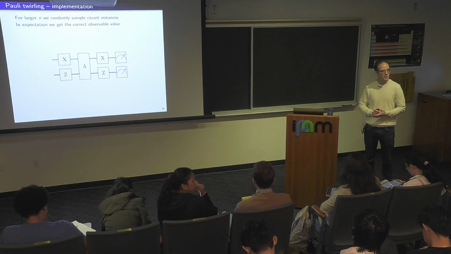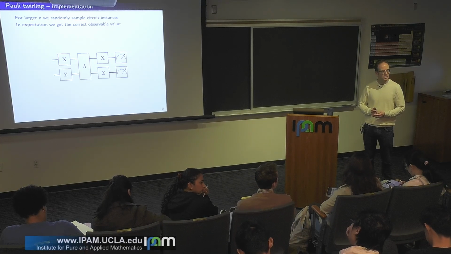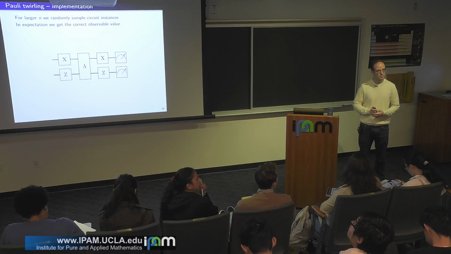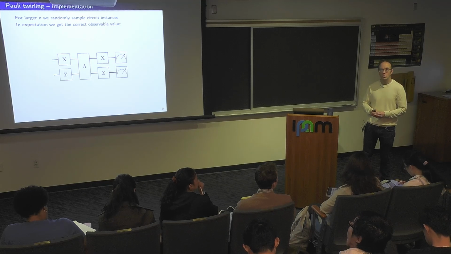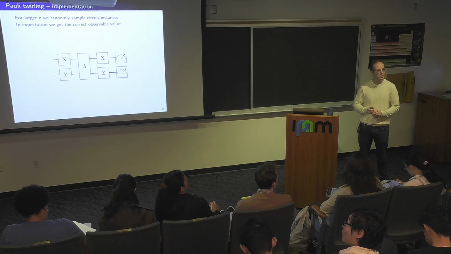Right, but there would be some channels where the off-diagonal elements are more significant. I would assume the Pauli twirling wouldn't work as well for those channels where the off-diagonal elements are significant. No, it might take a bit more time to on average get rid of those. That's right. Yeah.